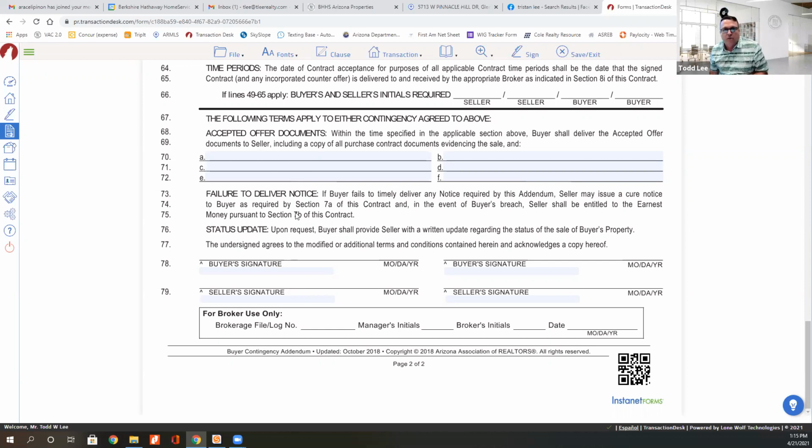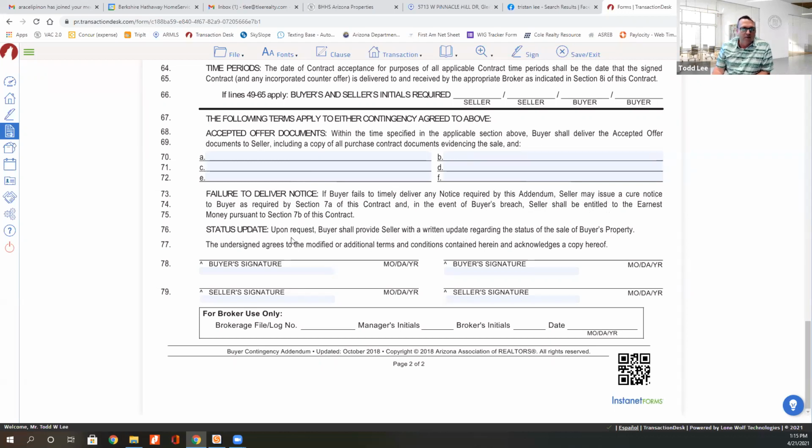Failure to deliver notice. If a buyer fails to timely deliver the notice required by this addendum, the seller may issue a cure notice to the buyer. And in the event of a buyer's breach, seller shall be entitled to the earnest money pursuant to Section 7B of this contract. Status update. Upon request, buyer shall provide seller with a written update regarding the status of the sale of buyer's property.